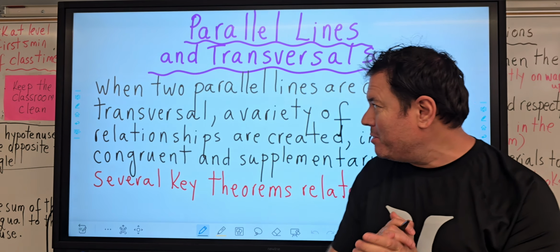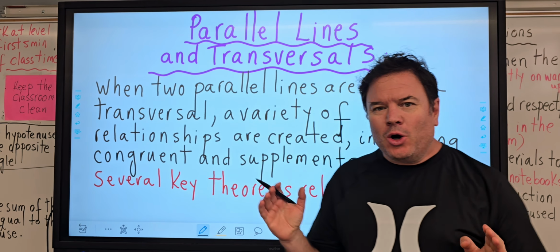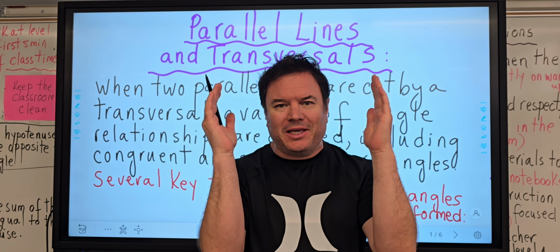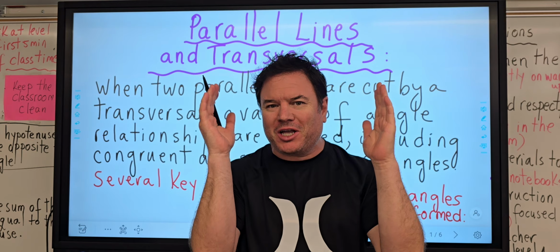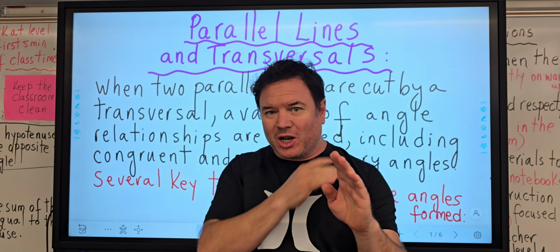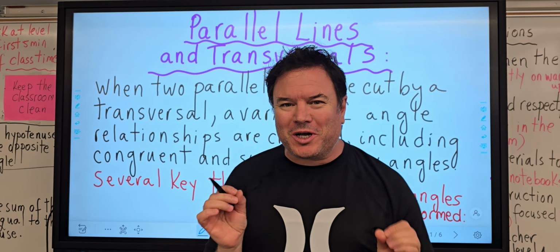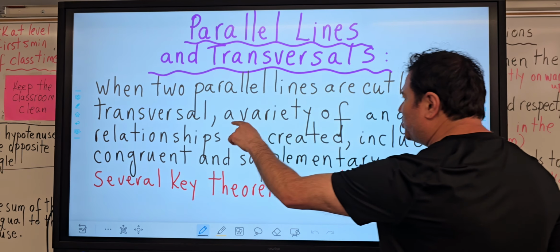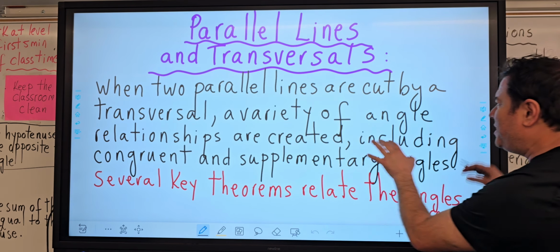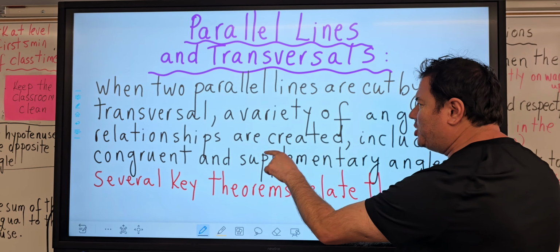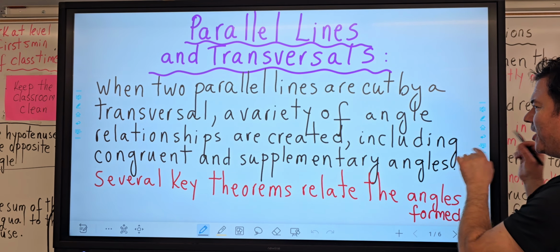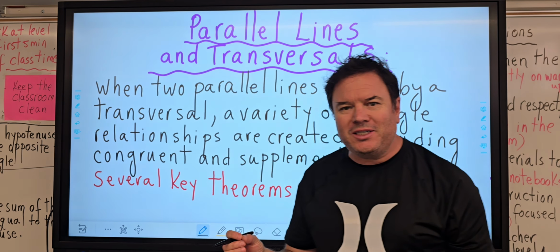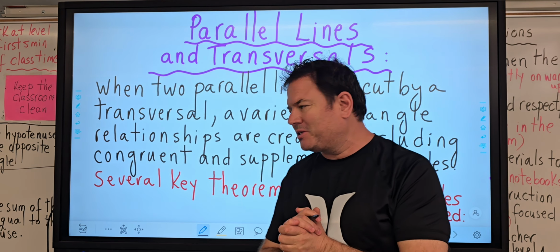Today we are going to look at parallel lines and transversals. We are going to do some geometry. We know that when two parallel lines, two lines that never touch, are crossed by another line, which is called a transversal, a variety of angle relationships are created, including congruent and supplementary angles.